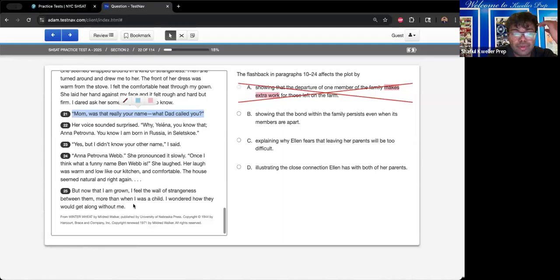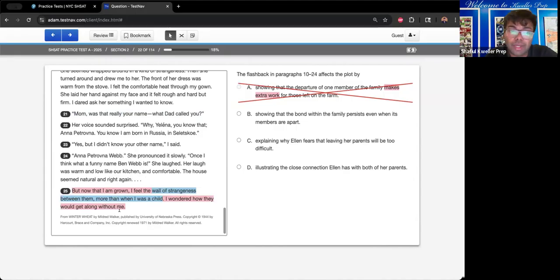Okay. So here she talks about now that I'm grown. This could be the main idea of why she talked about this flashback. But now I am grown, I feel the wall of strangeness between them more than I did as a child. So the way that she talks about this, there is a wall of strangeness between the parents.